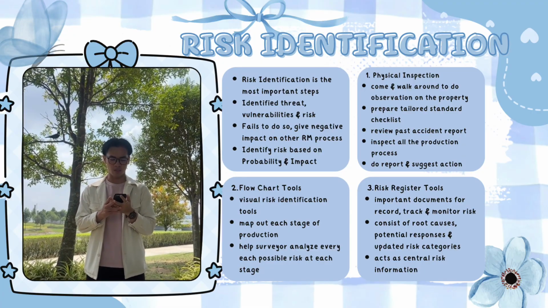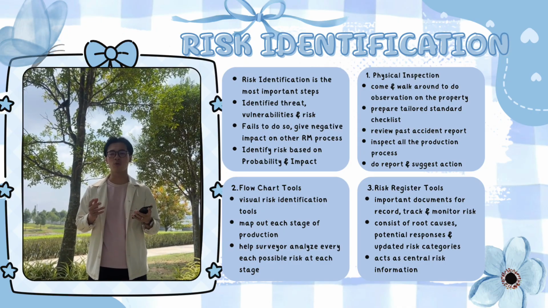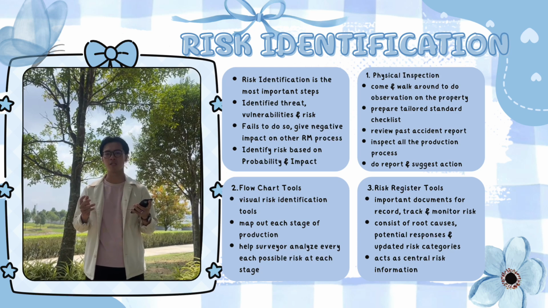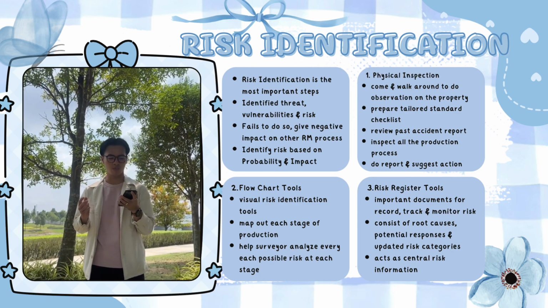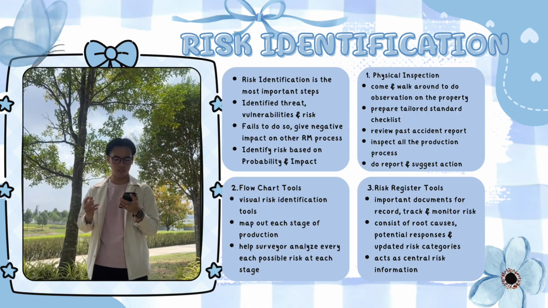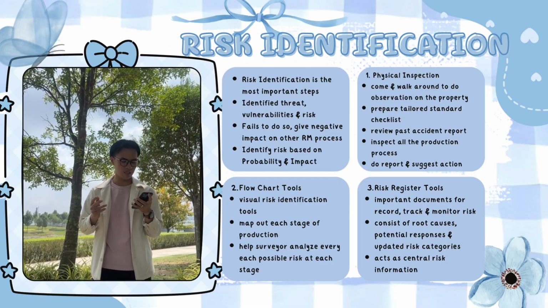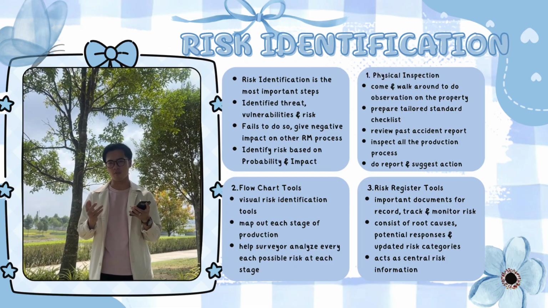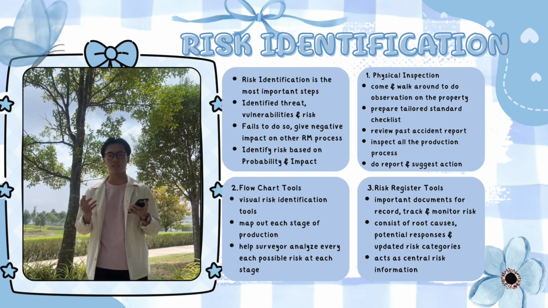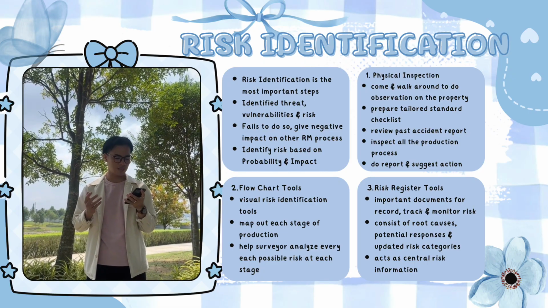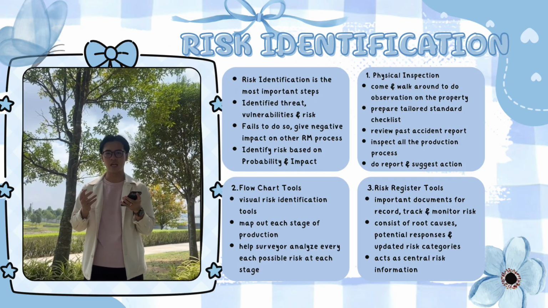first is physical inspection. Physical inspection is a common tool for risk surveyor to do to identify the risk at any property. Basically, inspector will come and walk around to do an observation on the property to assess and visually detect the risk. Before they do that, first they need to prepare a standard checklist that is tailored to the property like factory. Then they need to review whether the company has any past accident report. By doing that, it assists surveyor to identify the risk at specific area that have previously had accidents.